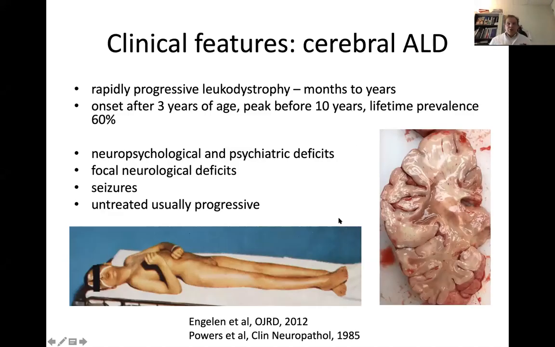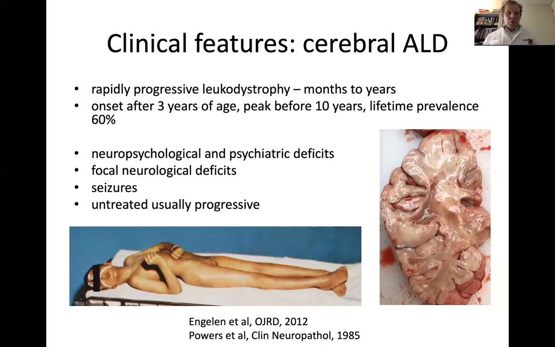Okay, so cerebral ALD is the leukodystrophy symptom complex in X-linked adrenoleukodystrophy. If it occurs, it is rapidly progressive. Symptoms progress over months to a few years. And the peak onset is between 3 and 10 years of age, so generally in school-going children, but not exclusively. About 35 to 40% of patients is estimated to develop it in childhood, but the lifetime prevalence of cerebral ALD is about 60%.